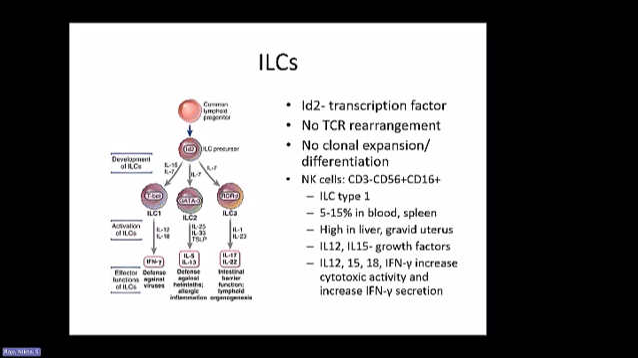The other type of ILCs are ILC type 2. They're similar to Th2 cells, so they produce IL-5 and IL-13 and help in defense against Th2 type of microbes like helminths. And then ILC3s are similar to Th17s. So ILC3s produce IL-17 and IL-22 and help in the intestinal barrier.